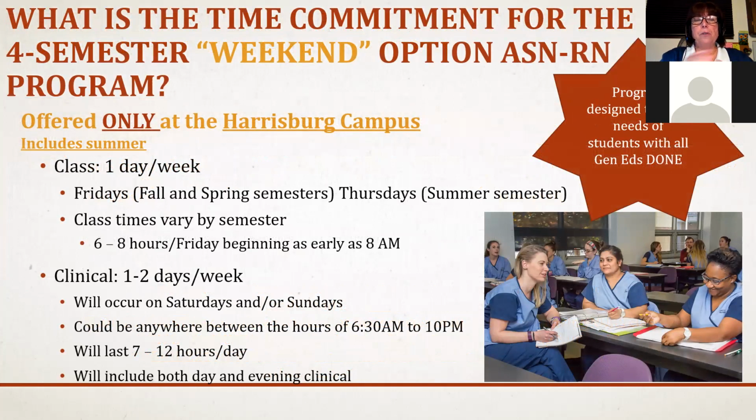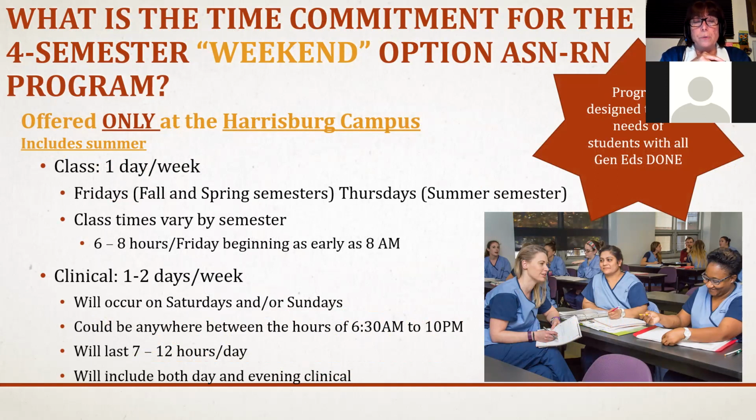The 4-semester curriculum has a weekend option available currently only at the Harrisburg campus. Class is 1 day a week. For fall and spring semesters, that day is Friday, and it is all day, begins at 8 o'clock, ends at 4:30. Thursdays are the day of class for the summer session, and it too is anywhere from 6 to 8 hours.